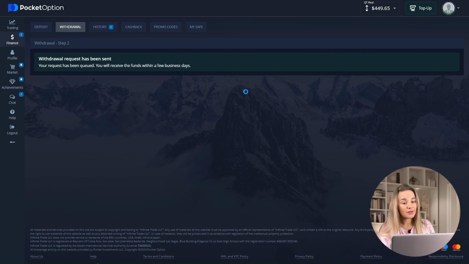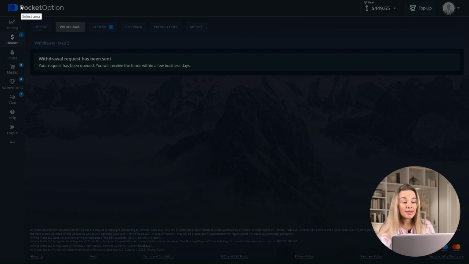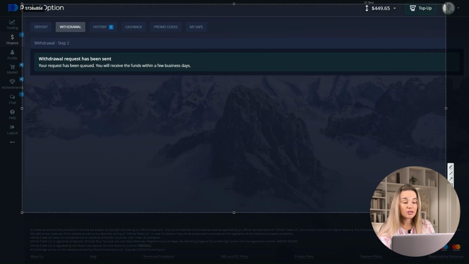$449 left in the trading balance, and the screen shows a message that the money will arrive in a few days. In fact, a few minutes. More precisely, 15-20. I won't make you watch a boring screen during this time, so I will come back a little later and show what the withdrawal confirmation looks like.